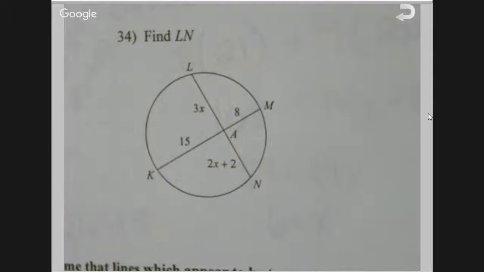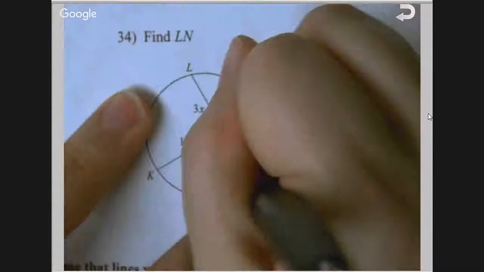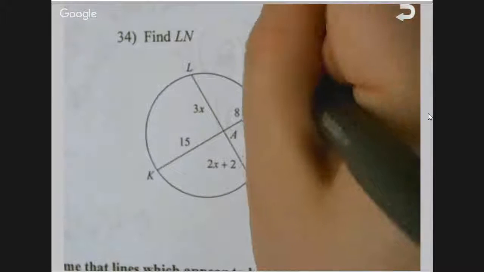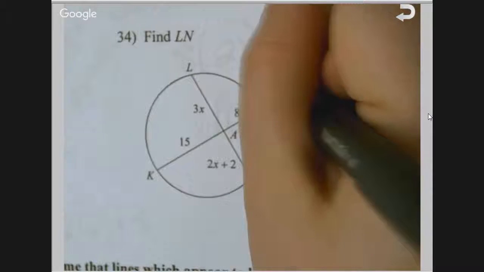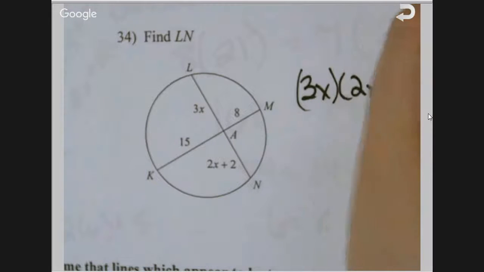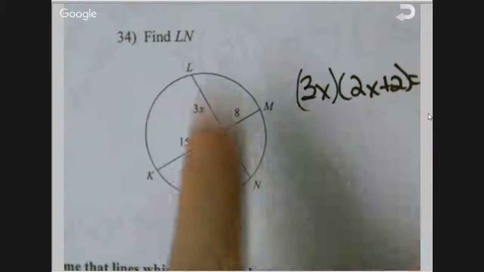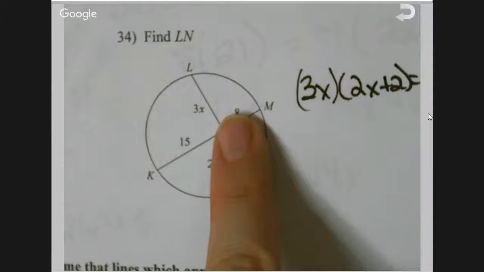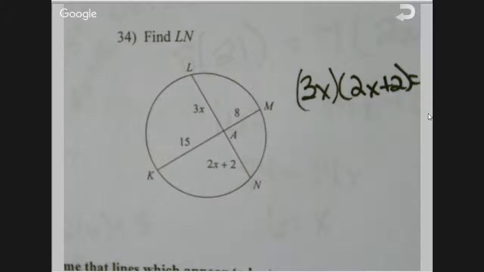Now, the formula for this one is you take an entire line, like LN, and you say 3x times 2x plus 2 equals 15 times 8. So it's that portion times that equals this portion times this. Okay, you may kind of remember that. That may ring some bells. I don't know.